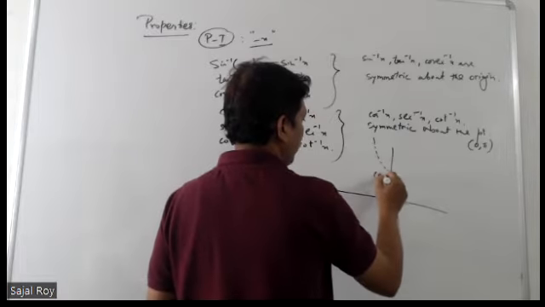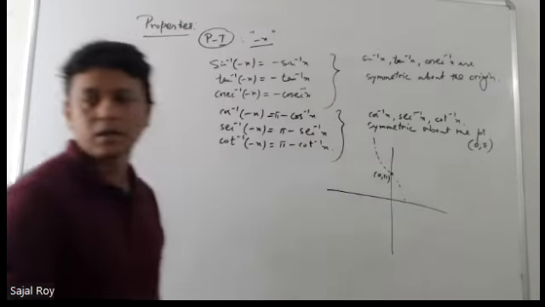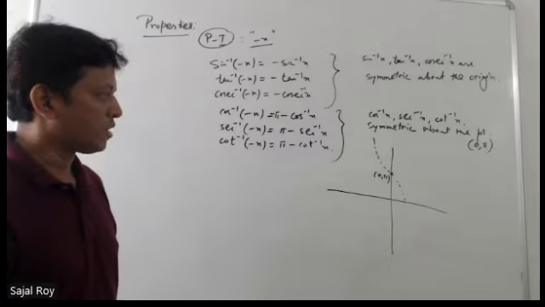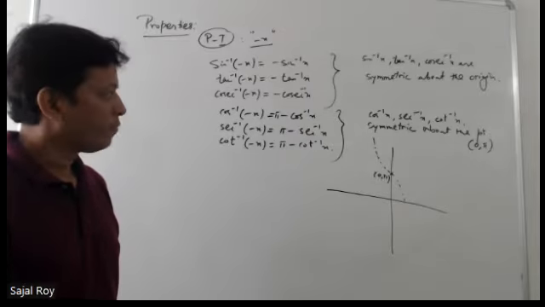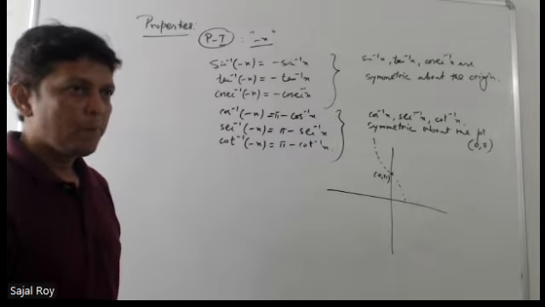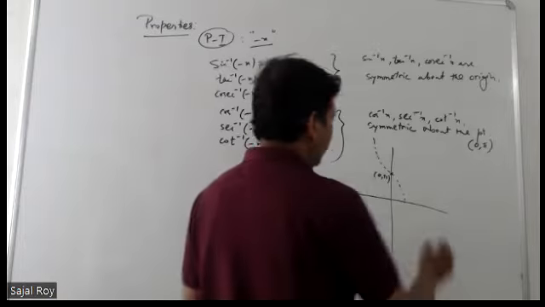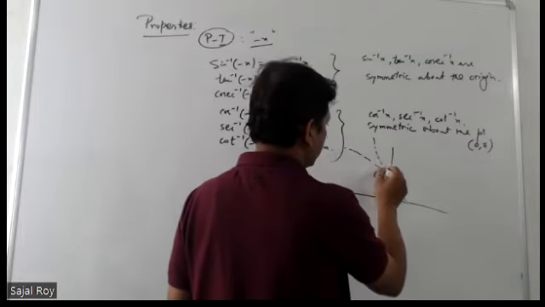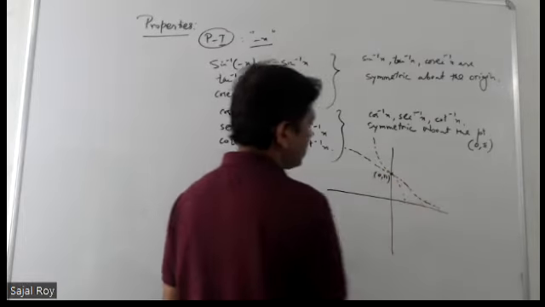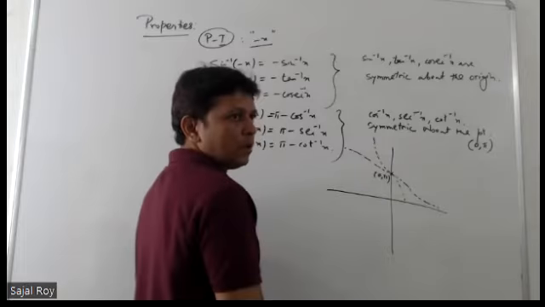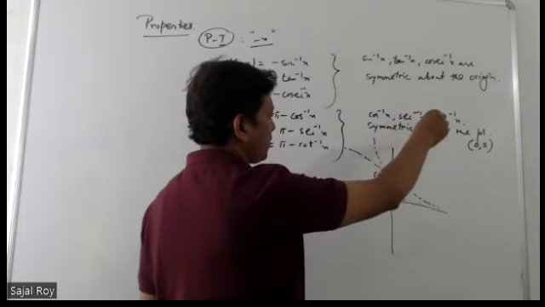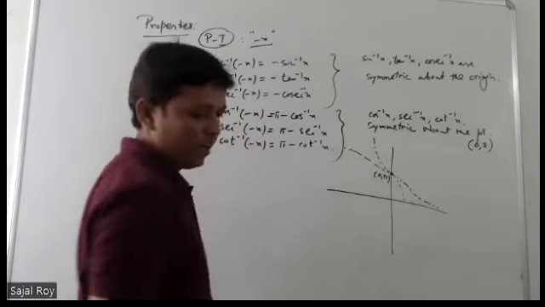This is the point 0, pi by 2. That was the cos inverse x. Okay? And also cot inverse x will be like this. All are symmetric. These functions are symmetric about their points, so you have these relations.